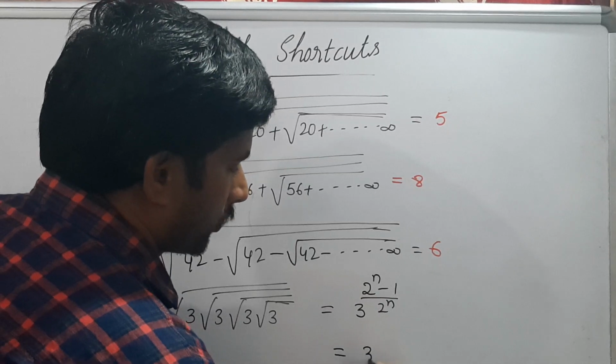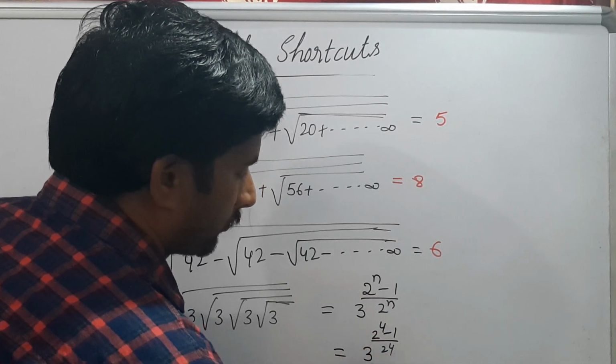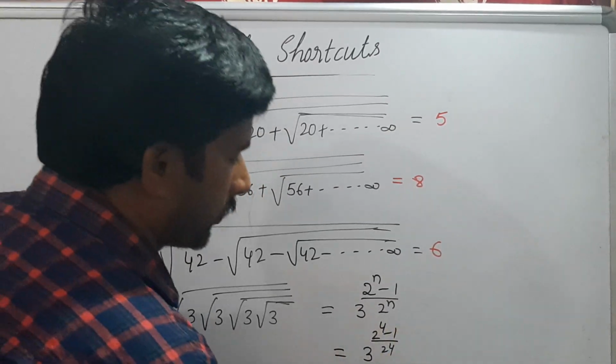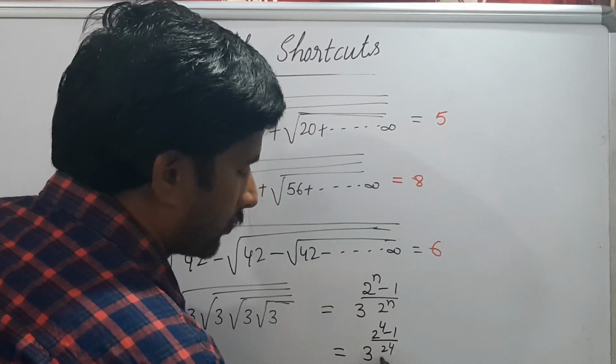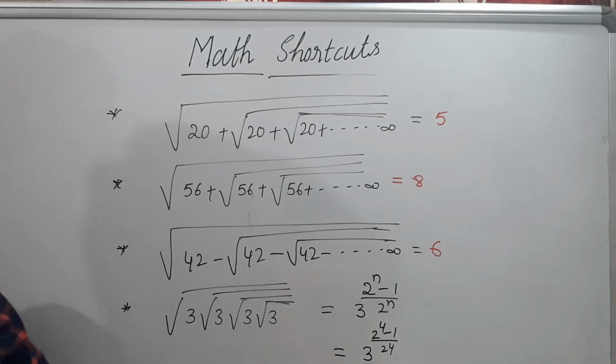Then 3 to the power (2 to the power 4 minus 1) by 2 to the power 4. 2 to the power 4 means 16. 16 minus 1, 15, by 2 to the power 4, which means 16. So 3 to the power 15 by 16.